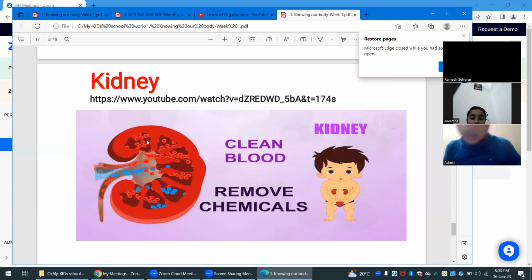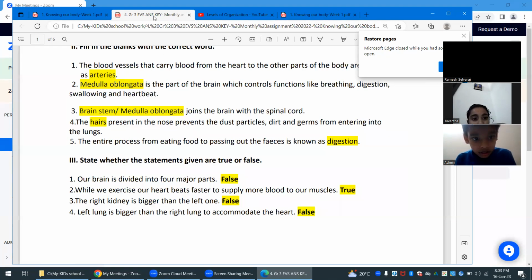And that means you are giving so much overload to the kidney. So don't eat chips very frequently. It has a lot of salt. Okay. So the function of the kidney is to remove chemicals and clean the blood. Okay. Someone would be asking you, what's the function of the kidney? What would be your response?